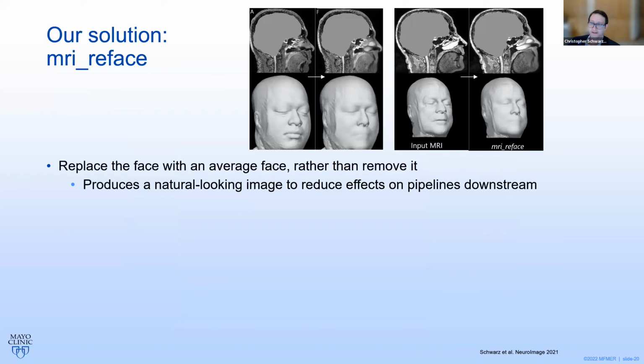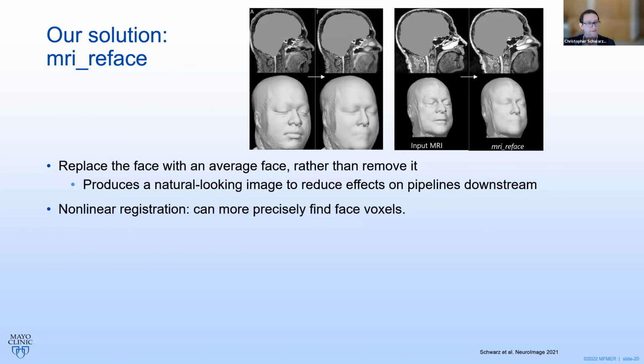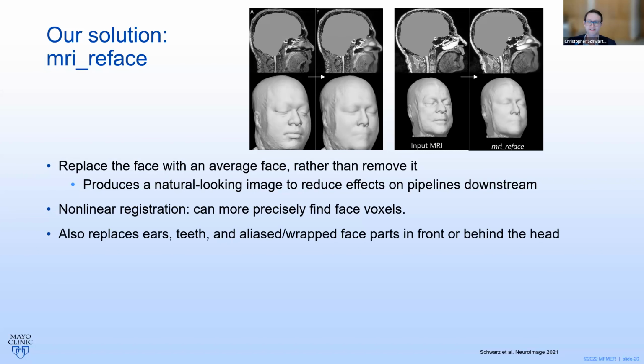So the solution that we came up with, we called MRI reface. We replaced the face with an average face rather than remove it, in an attempt to produce a natural looking image, because we thought that would reduce the effects on pipelines downstream. Something like SPM or FreeSurfer or FSL was never trained with images where the face was chopped off. They were trained with images of a whole head. So if we give it a whole head with a whole face, maybe we'll get more of the right answer. We use nonlinear registration, so we can more precisely find face voxels.